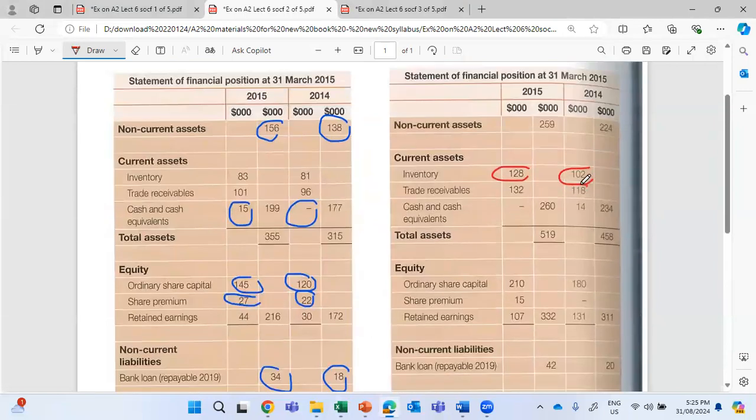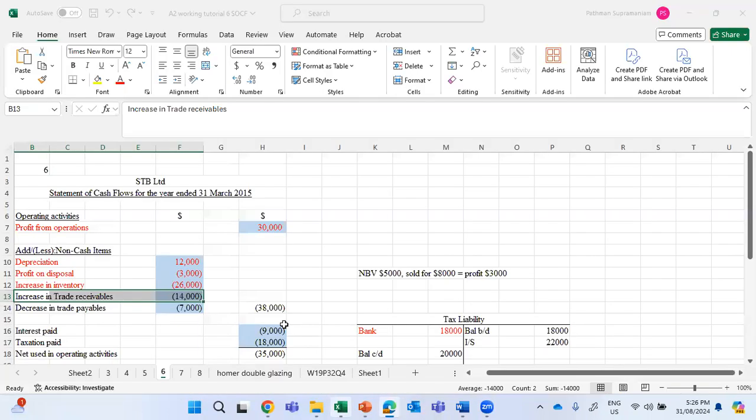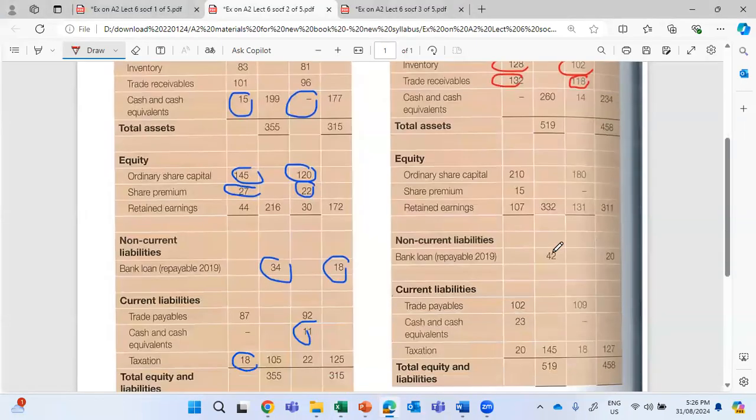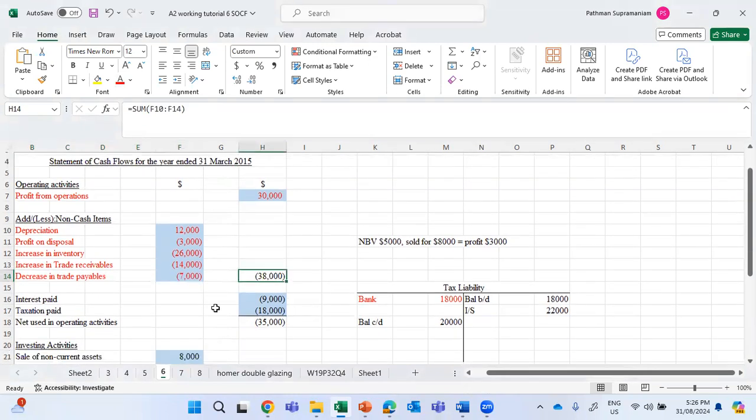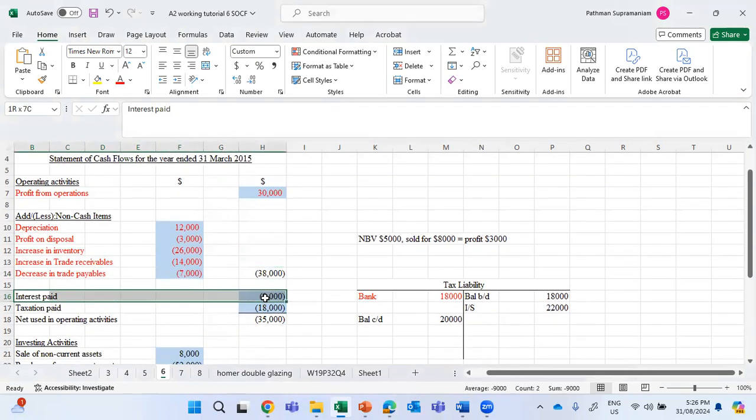Here it is. Comparing 118 and 132. And then we have decrease in trade payable, negative 7,000. Here it is. Comparing 109 and 102. Okay, then we sum this up. We get minus 38,000. And then interest paid, 9,000.